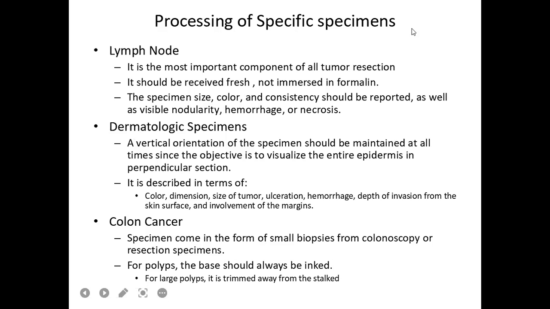Processing of specific specimens, the lymph node. It is the most important component of all the tumor resection. Okay? It should be received fresh and not immersed in formalin. So what you can do for lymph nodes, especially for urgent biopsy, no? You can put it in a gauze pad, moistened or wet with saline, no? The specimen size, color, consistency should be reported as well as the visible nodularity, hemorrhage, or necrosis.